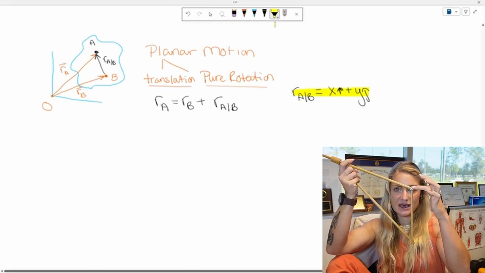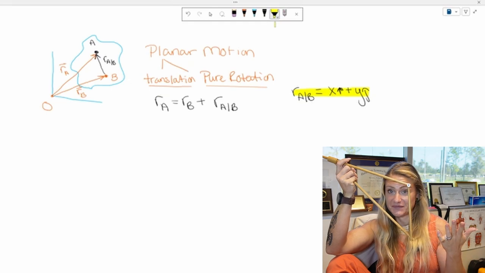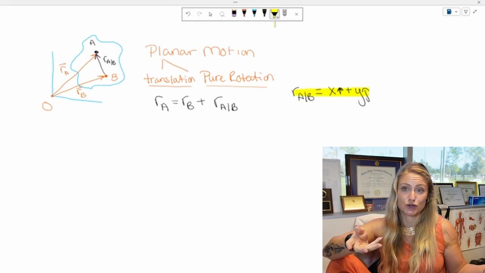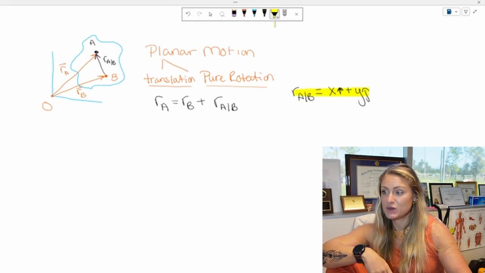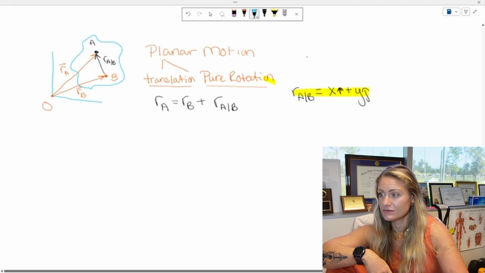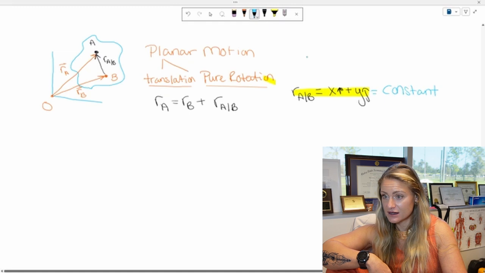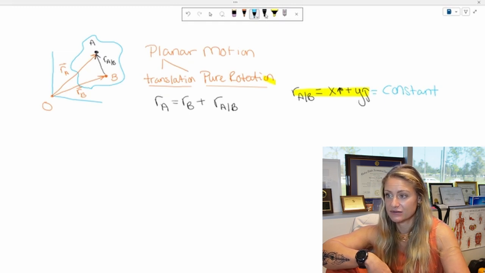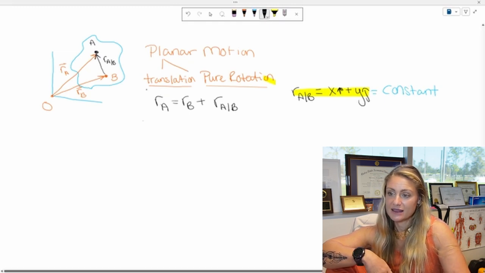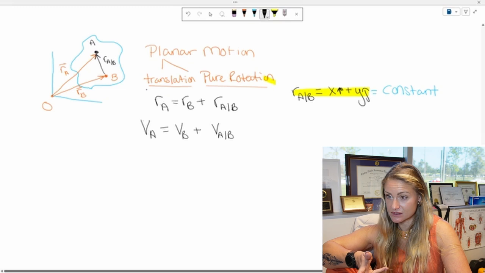So in a rigid body, RA with respect to B, that length won't change, right? And the unit vectors are going to stay constant because we're in an inertial frame. So this means that this is constant. If it is constant, and I take the derivative of this, the derivative of RA is just the absolute velocity. The derivative of RB is the absolute velocity of B plus the velocity of A relative to B. I can make that connection because everything is constant.